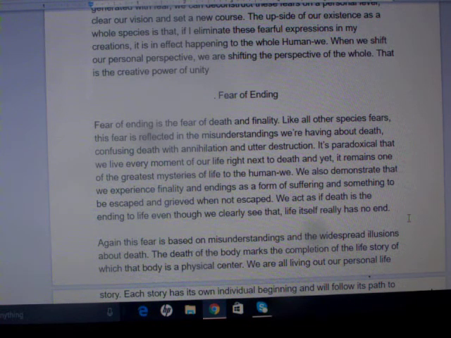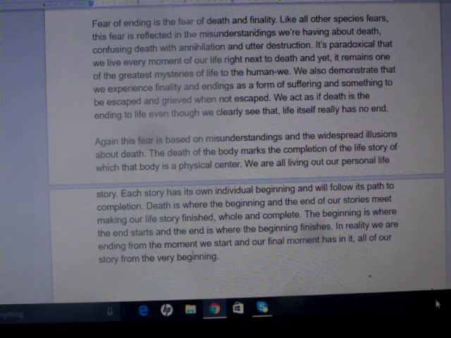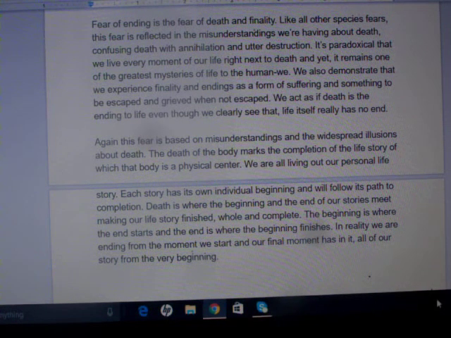We also demonstrate that we experience finality and endings as a form of suffering and something to be escaped and grieved when not escaped. We act as if death is the ending to life, even though we clearly see that life itself really has no end. Again, this fear is based on misunderstandings and the widespread illusions about death. The death of the body marks the completion of the life story of which that body is a physical center. We are all living out our personal life story. Each story has its own individual beginning and will follow its path to completion.